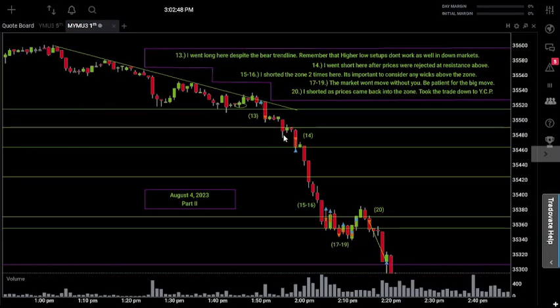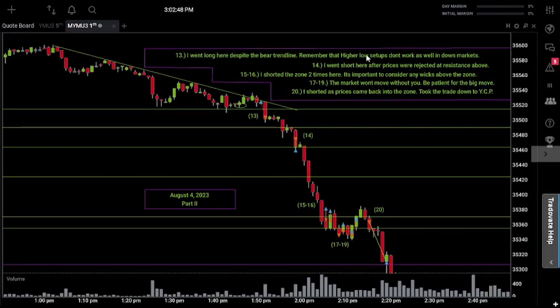You just don't use it to go long. You use it to look for the short trade. You look for that higher low setup to fail, and when that higher low setup has a failure, then you take the short trade. So in this scenario, on this day, August 4th, we look at trade number 13. So I went long here despite the bear trend line.